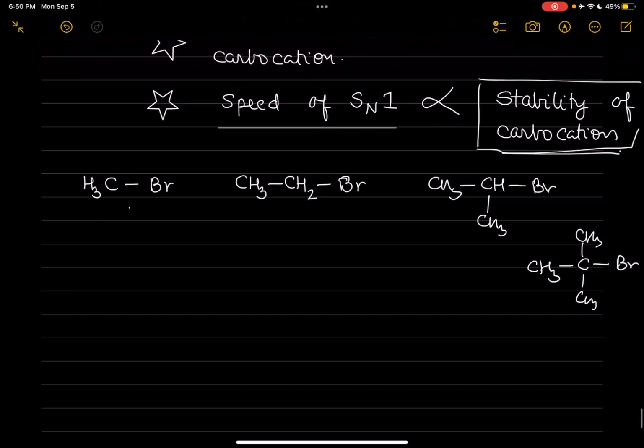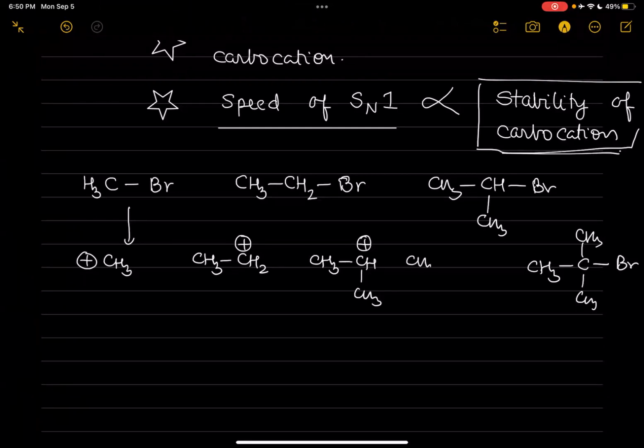So in this case, the carbocation which will form is CH3 plus. In this case, the carbocation which is going to form is the ethyl carbocation. And this is the isopropyl cation. And this is the tertiary butyl cation.